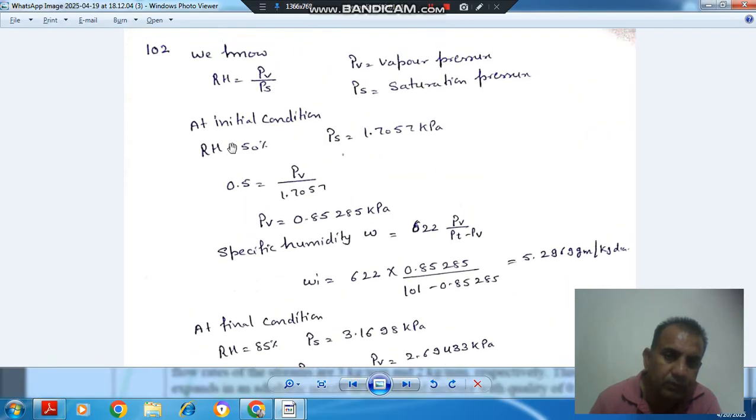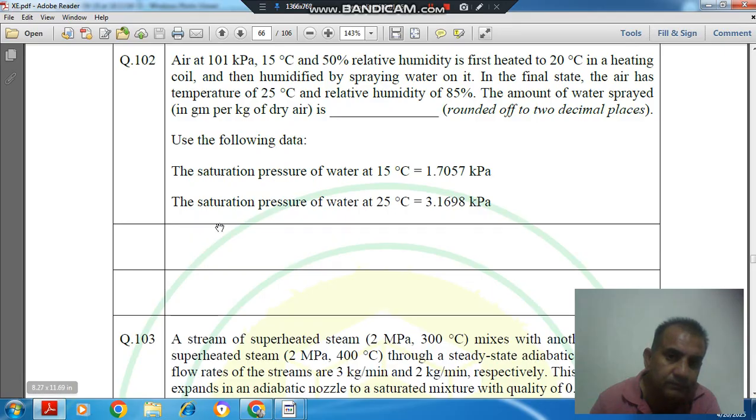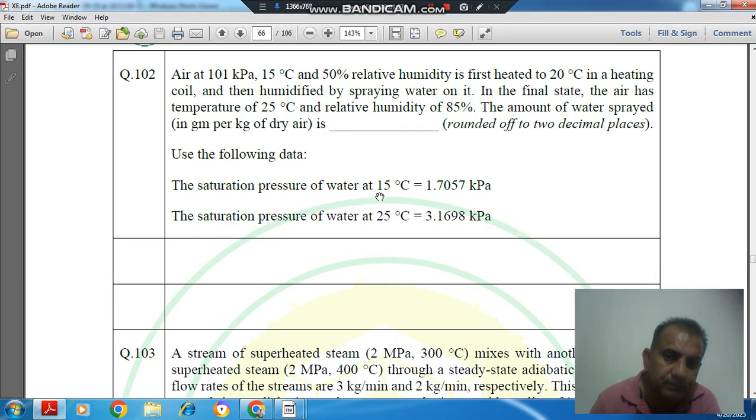So here we know that relative humidity is PV by PS. PV is vapor pressure, PS is saturation pressure, and at the initial condition the relative humidity is given as 50%, corresponding to temperature 15 degrees Celsius. Initially the temperature is 15 degrees Celsius. The saturation pressure is given, that is 1.7057.